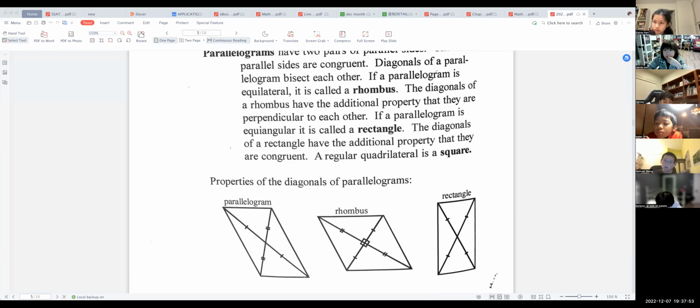So if the parallelogram is equilateral, 如果每一条边都一样了，它们就叫什么？叫 rhombus. So all rhombuses are parallelograms, but not all parallelograms are rhombuses. Okay? And rhombus has a very, very important characteristic, which is what? The rhombus diagonals are 垂直 to each other, perpendicular to each other.